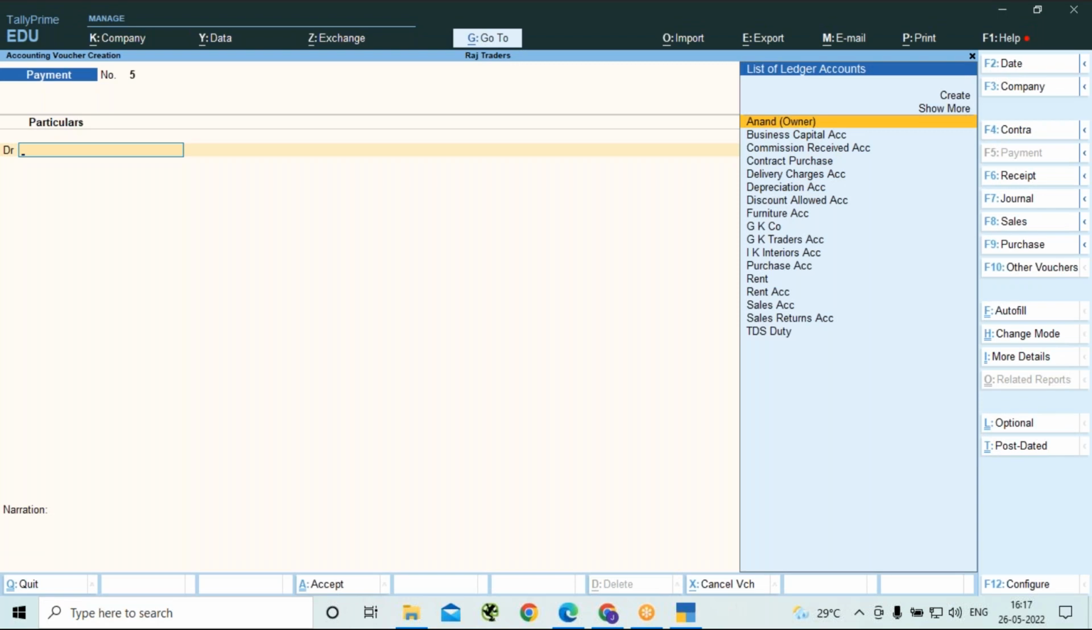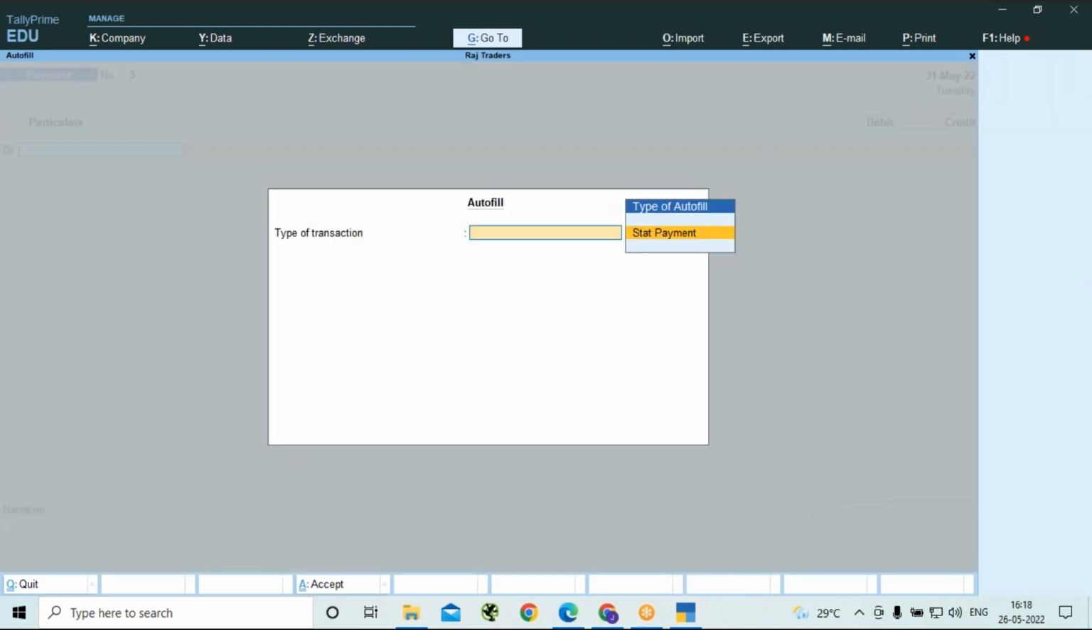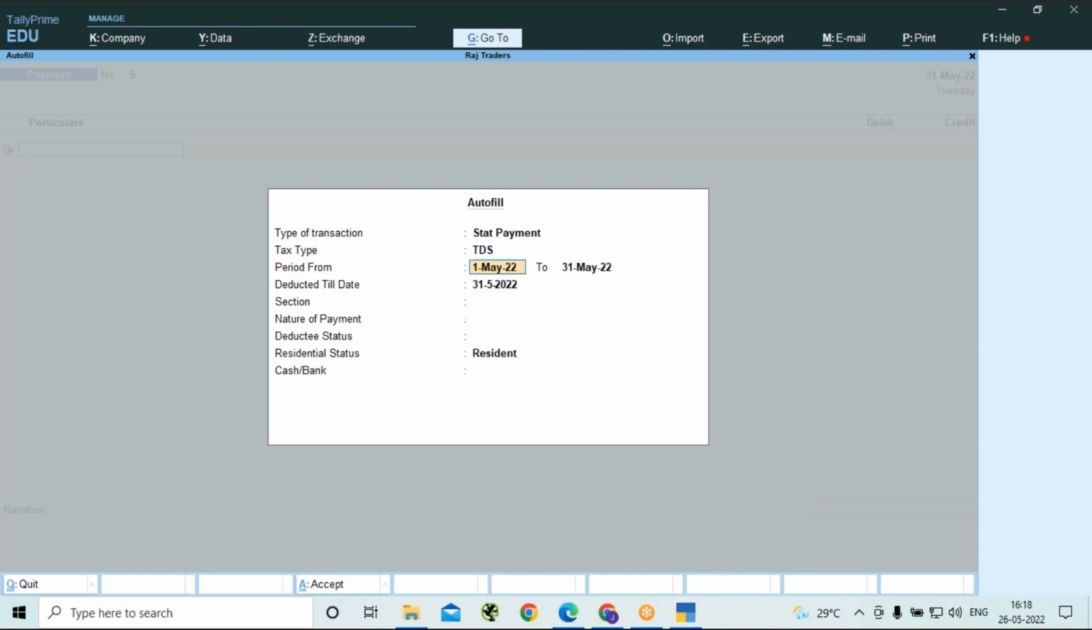There is an option called autofill. Can anyone let me know what is the shortcut key you are able to identify for autofill on the screen? Control F, sir. Very good. So press Control F. You'll be able to get the stat payment. So select the type of transaction as stat payment. Then select the tax type as TDS.